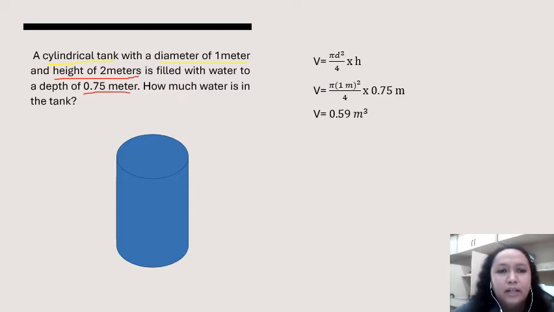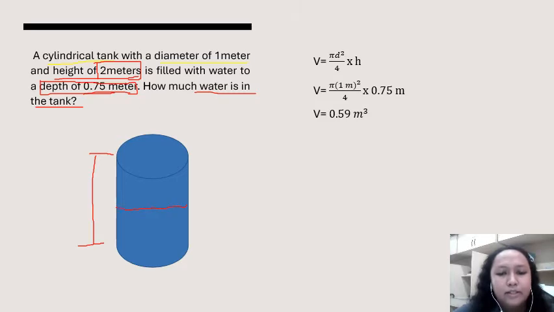Take note, dalawa yung binigay sa atin. We have the height of 2 meters and a depth of 0.75. Tinatanong sa atin, how much water is in the tank? So, hanggang saan lang class yung ano natin? If this is the height of that, hanggang saan lang daw yung tubig natin?